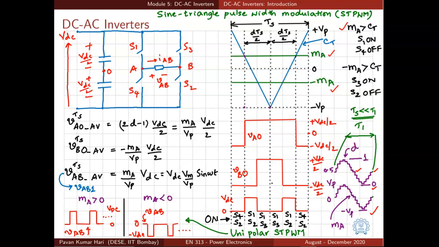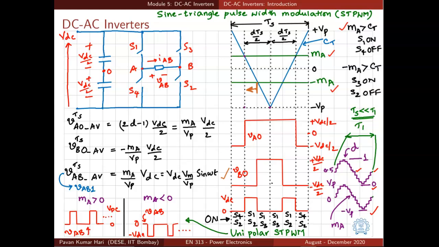Now, how does it look like? It will look like this. VBO is minus VDC by 2 as long as minus MA is less than the carrier. That is up to this point. And once minus MA becomes more than the carrier, the top switch of leg B is turned on. That means S3 is turned on.